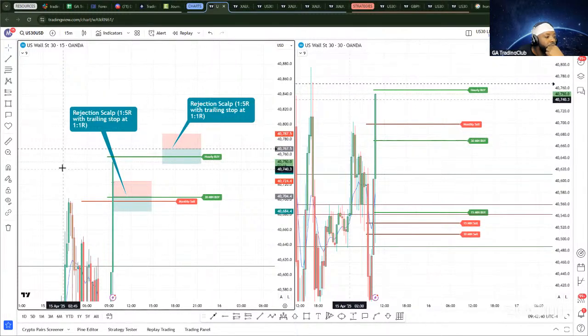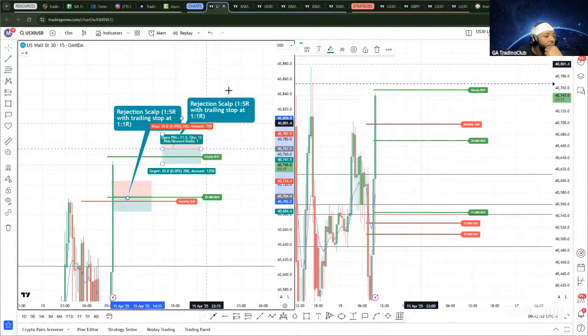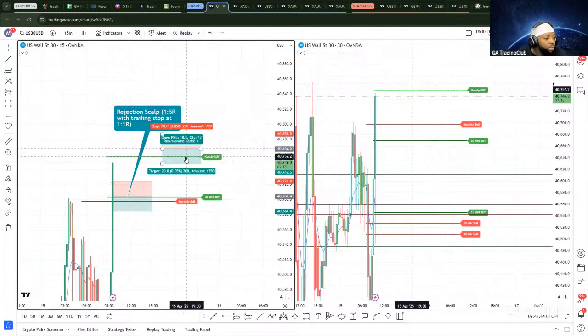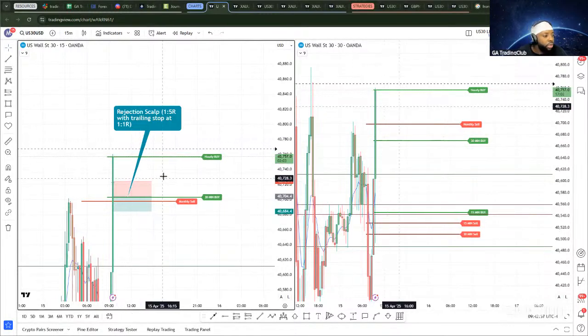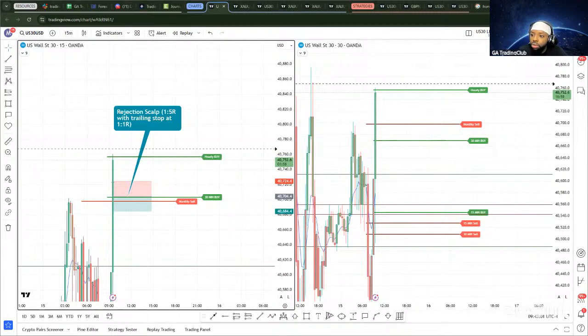So price is pushing back up. Let me take a screen grab of this for my journal. But there is another entry up there. Control S. Save.